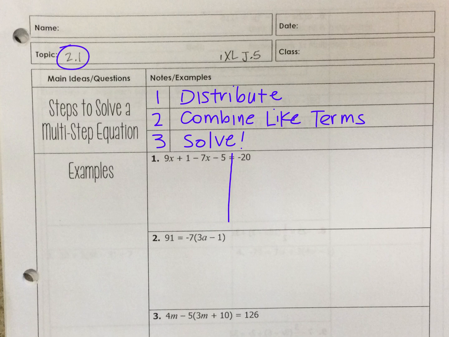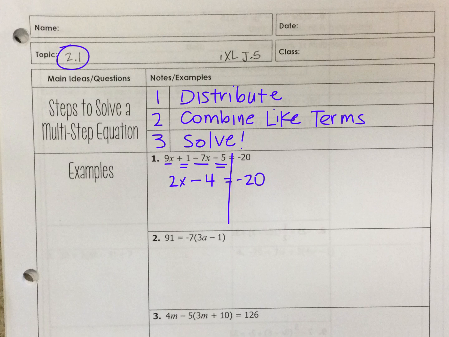So there's no parentheses in number 1, so that means there's nothing we can distribute. So let's go into combining like terms. 9 minus 7, that is 2x. 1 minus 5 is negative 4. That equals negative 20. All right, there's nothing else I can put together on the left side and nothing to put together on the right side.